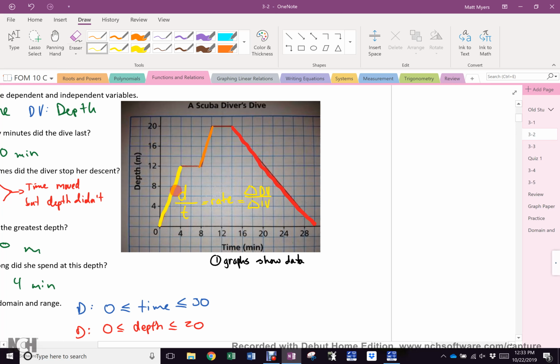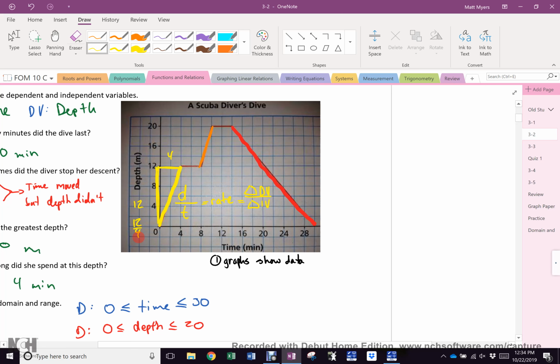Everybody understands that making that division will get me a rate, just like in kilometers per hour. So let's look at this situation. How far did my dependent variable change here? 12. How far did my independent variable change here? 4. So what is the rate of change for the yellow section of the graph? 12 over 4, correct?